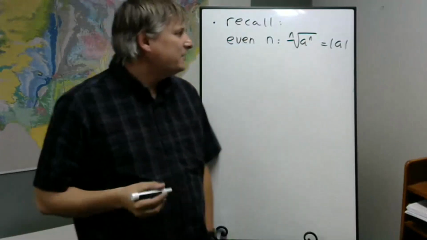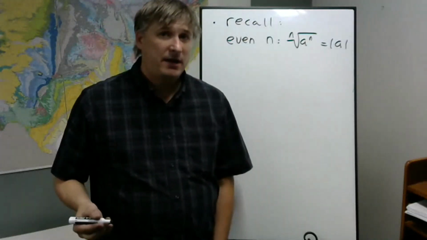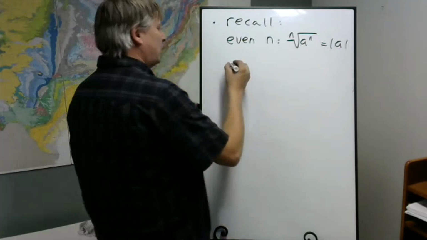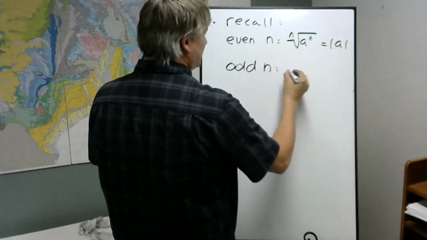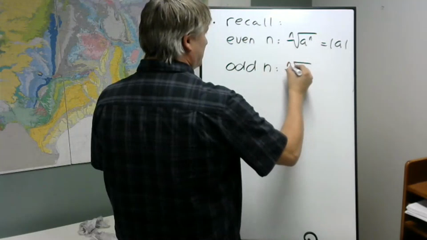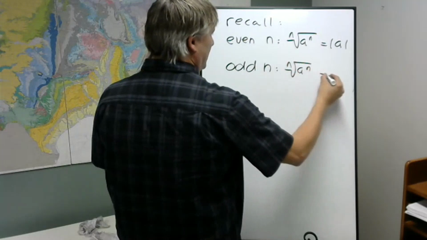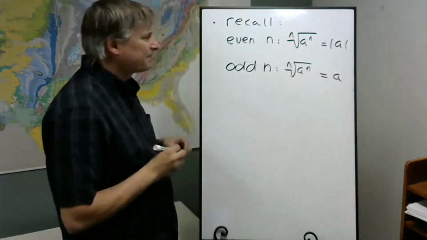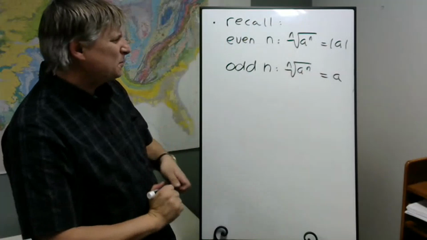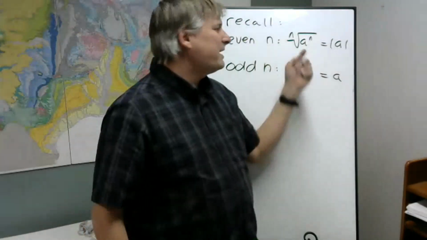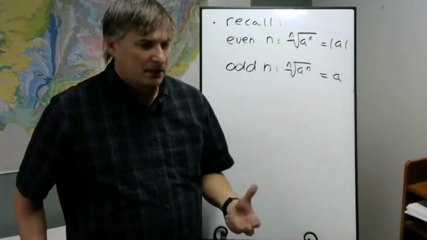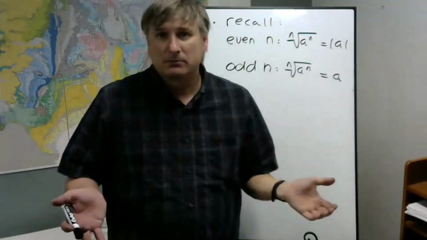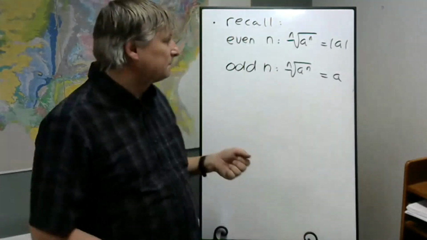The nth root of a to the n is the absolute value of a. And then for odd n, we're taking the odd root of something to an odd exponent. It's just regular a. And this one's a little confusing because if a was a negative number and we raise it to the nth power, we're going to get a positive number, assuming that n is even.